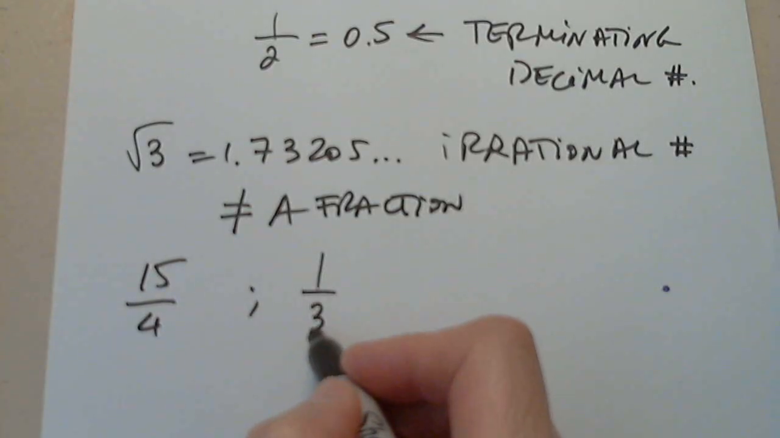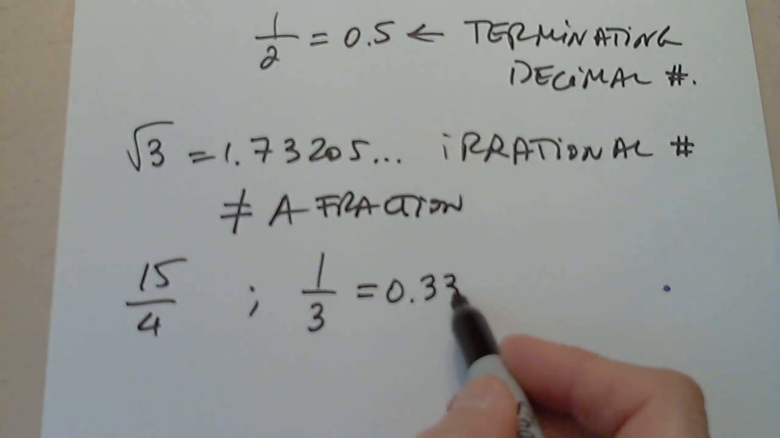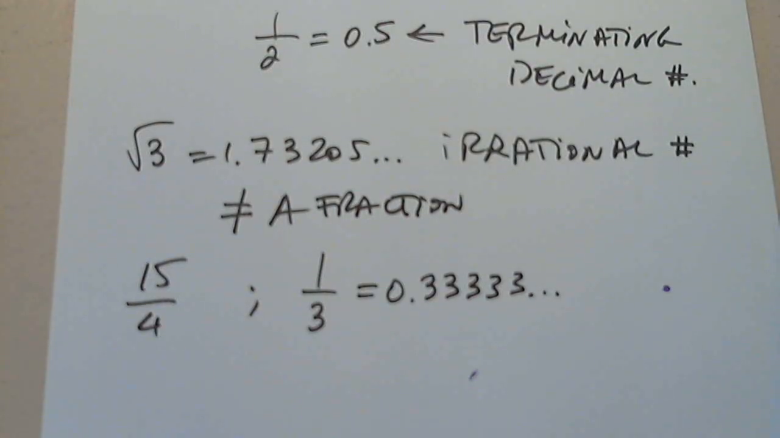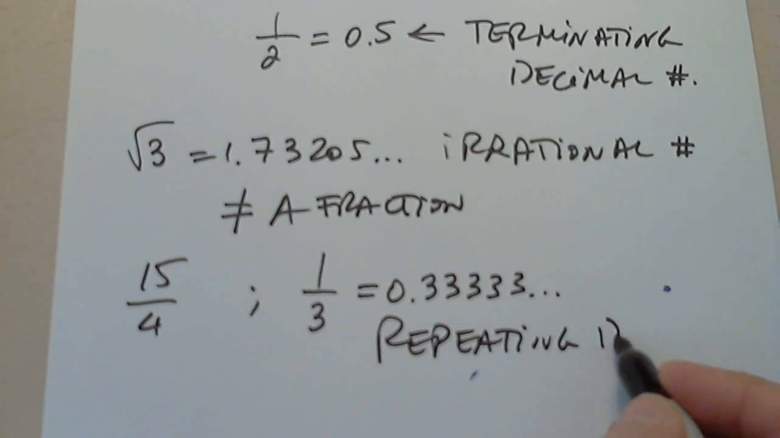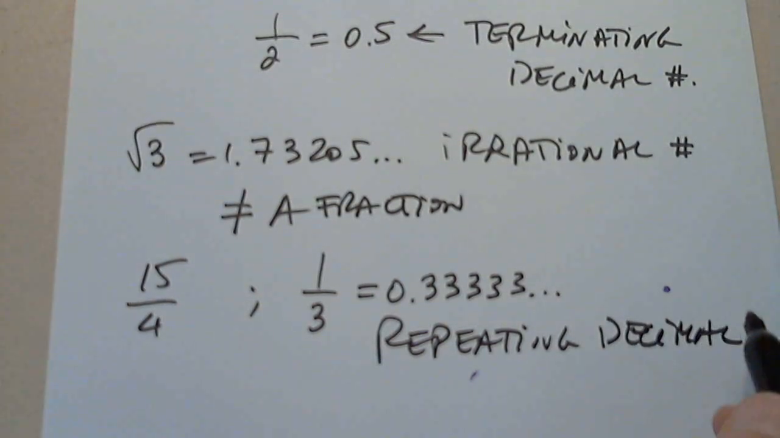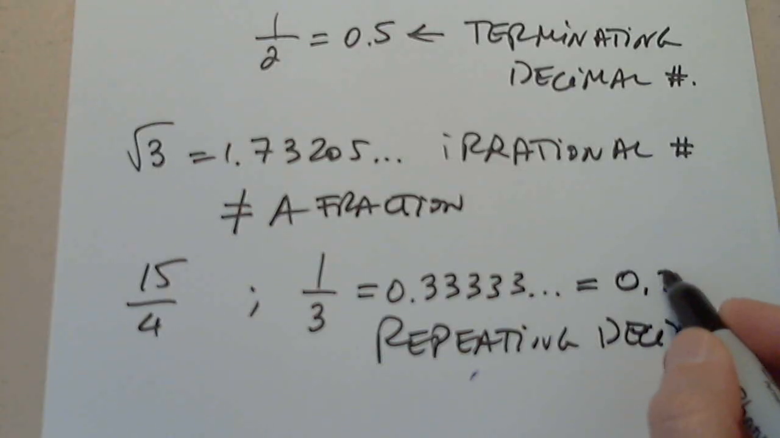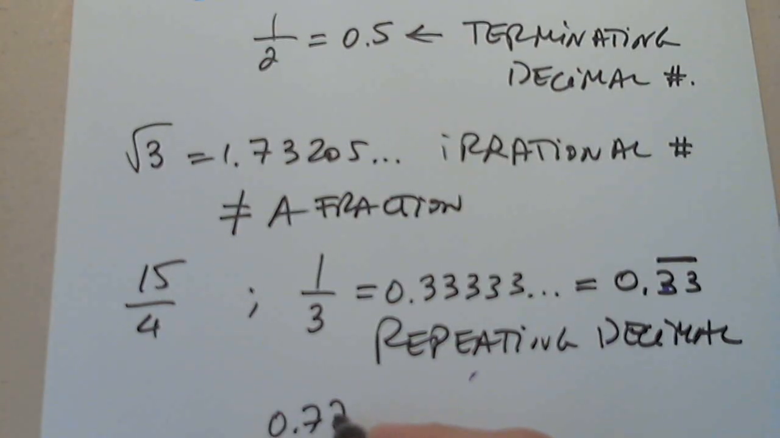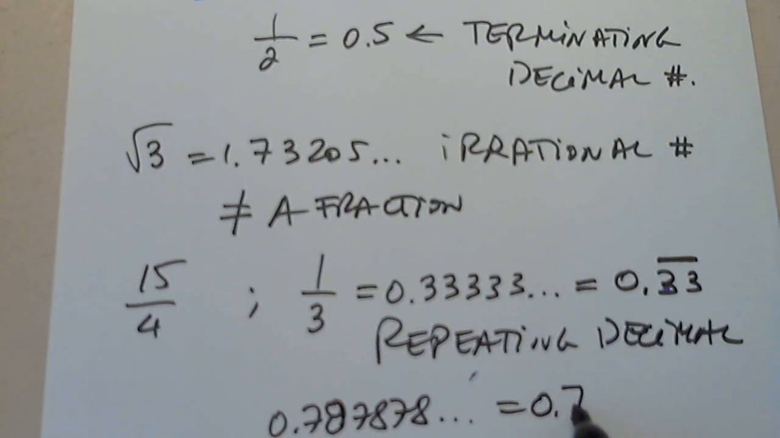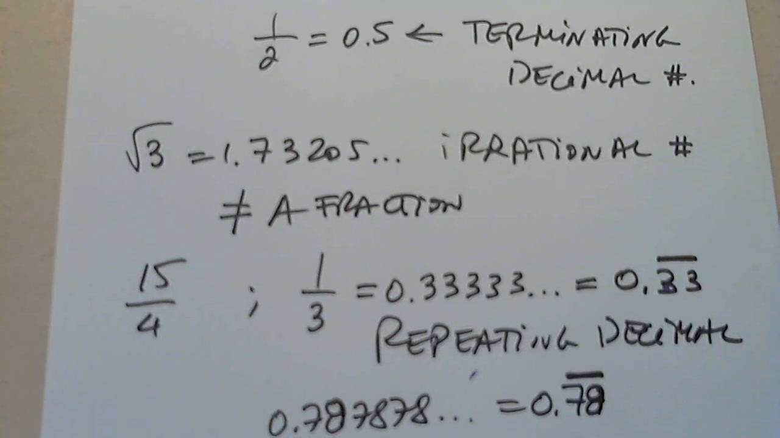This is a decimal number with a terminating decimal. But for example, 1/3 is 0.333333 and goes on forever. This is a repeating decimal, which we normally like to write like this, with a bar on top of 3. Or let's say it is 0.78, 78, 78, and so on and so forth. The same thing, 0.78 with a bar on top, meaning the 78 portion repeats itself indefinitely.